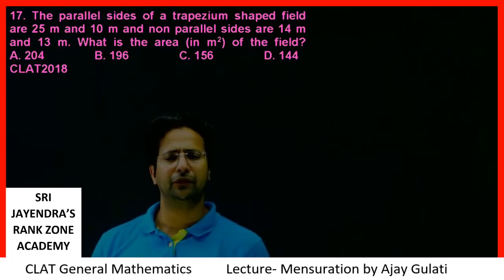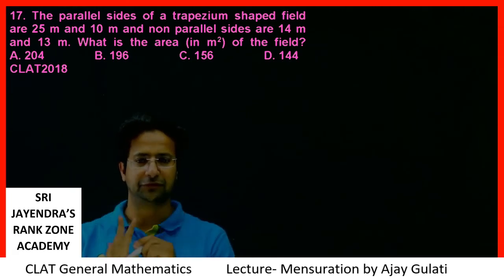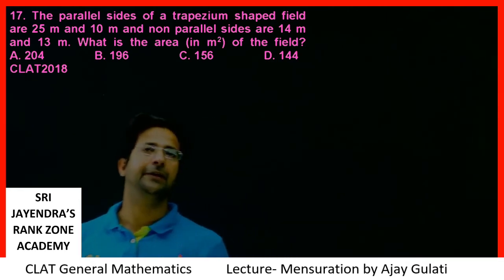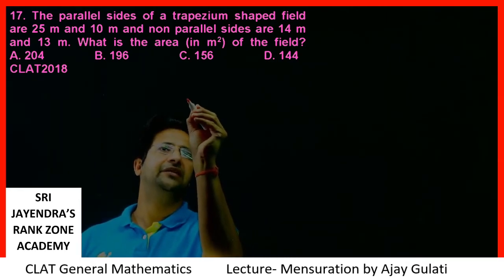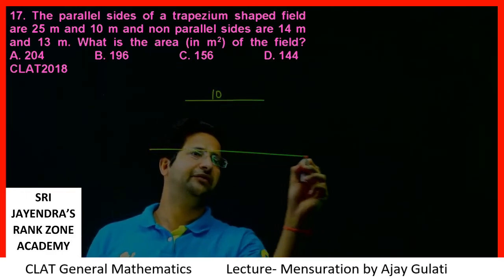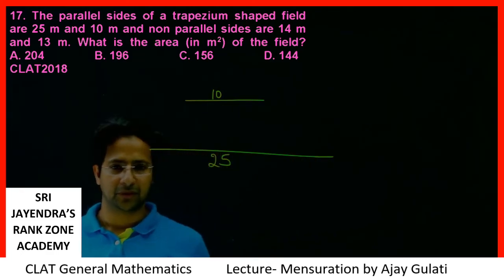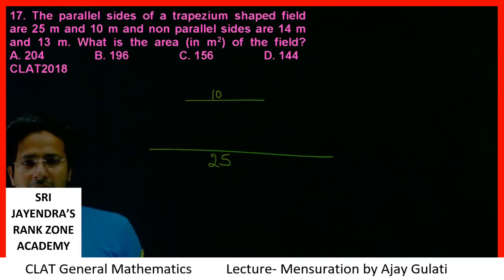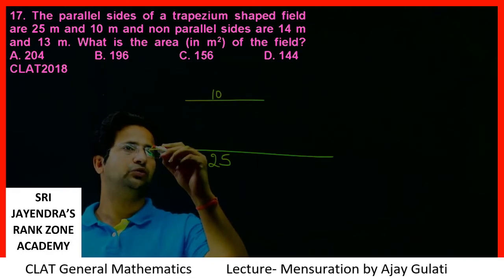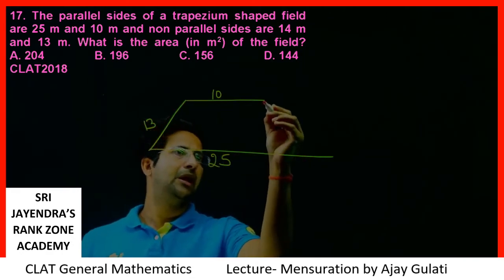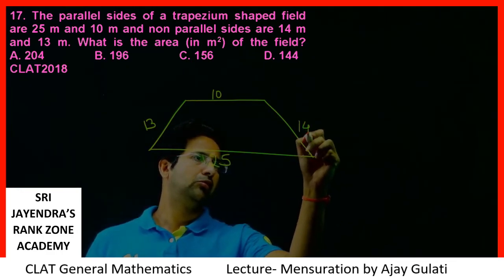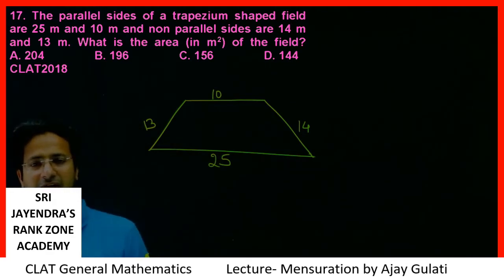Now students, I present in front of you a very special question and a very tricky, very good solution for this question. The parallel sides of a trapezium field are 25 and 10. Let's say this is 10 and the lengthy side is 25. And the non-parallel sides are 14 and 13. We have to find the area of the field.